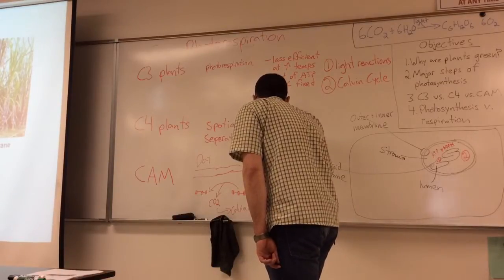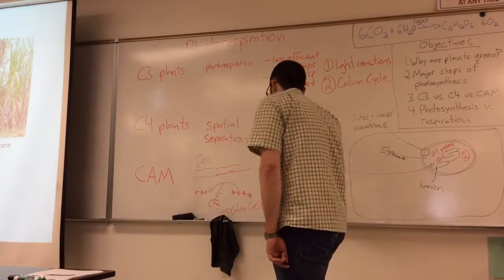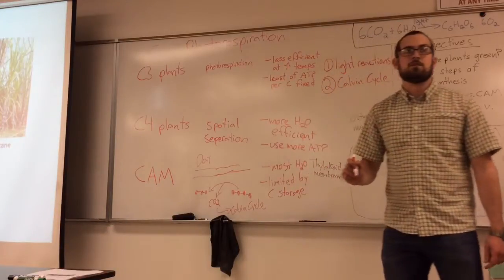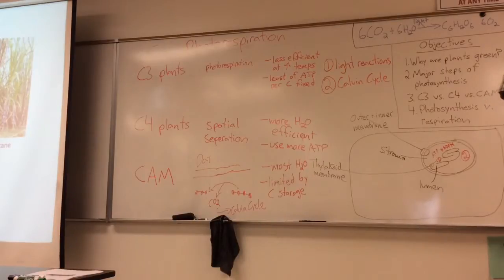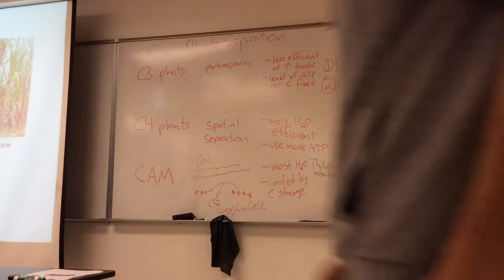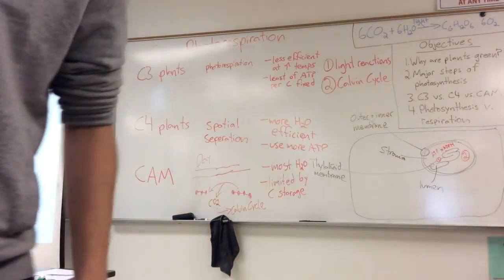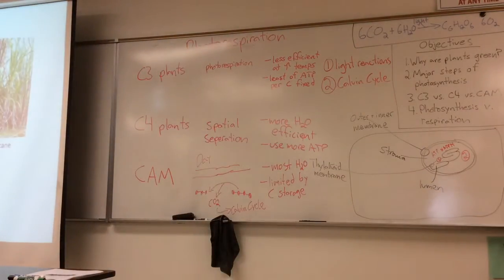Yeah, and so these guys are going to be limited by the amount of carbon that they can store as that 4 carbon acid overnight. And so that means that if they were put into an environment with lots of water, temperatures not very high, they're going to grow much more slowly than a C4 plant, and especially a C3 plant that doesn't have that limitation.